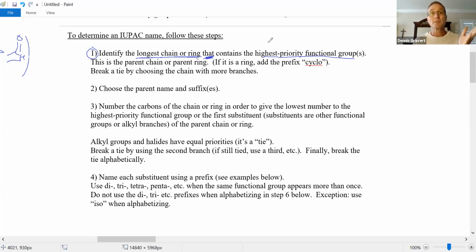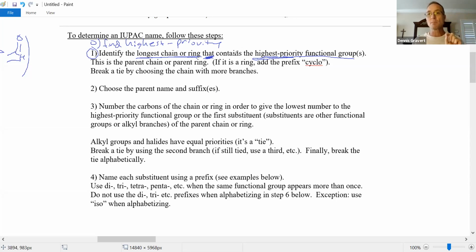IUPAC wants to put the highest priority group on the parent. So do that first. Find your highest priority group. Sometimes I tell students that's step 0. Find the highest priority functional group. Go find it. The carbon to which that priority group is attached is part of the parent.